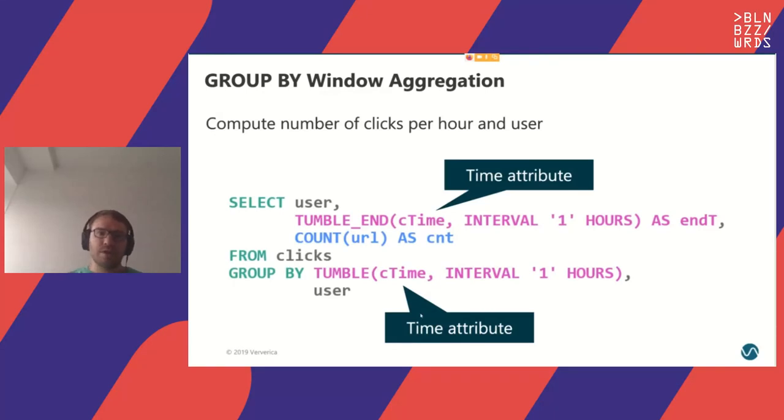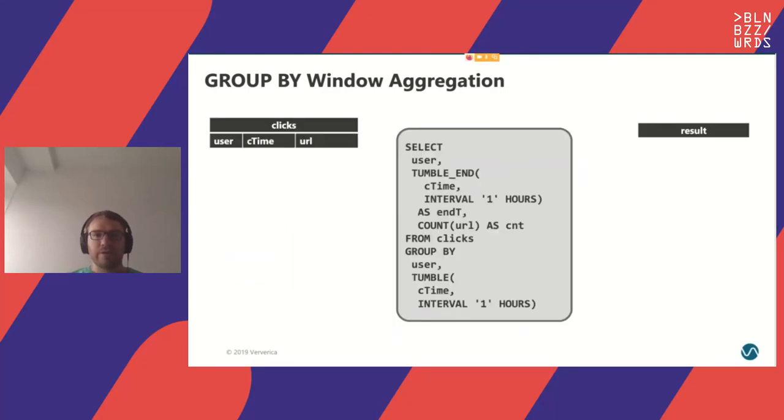And you see here we reference the click time attribute twice in the tumble function, here and here. When you define the query, you actually need to specify this part exactly the same in the select clause as in the group by clause. Otherwise, you would get an error.